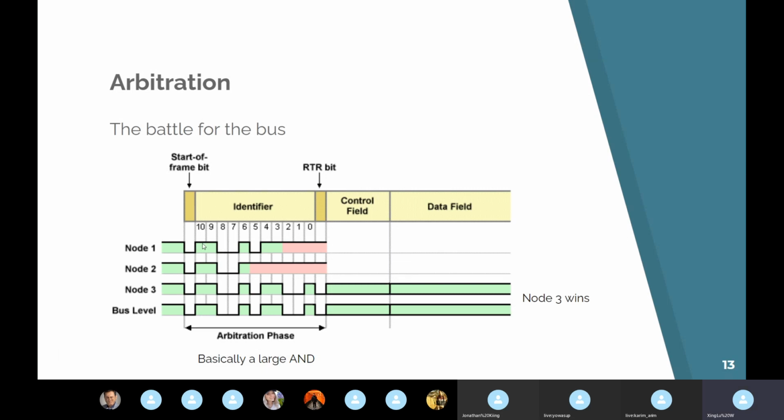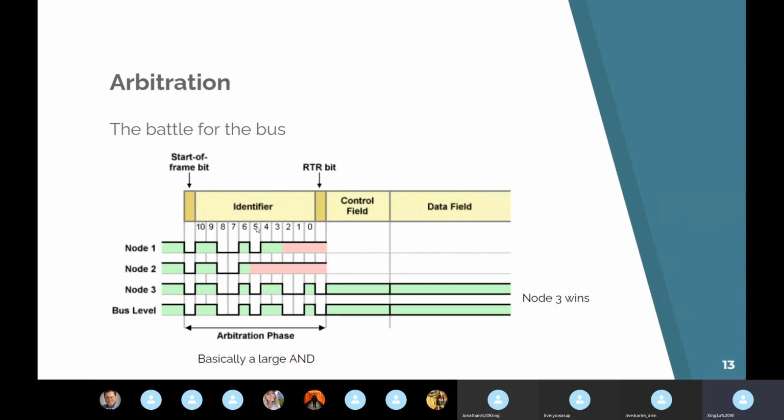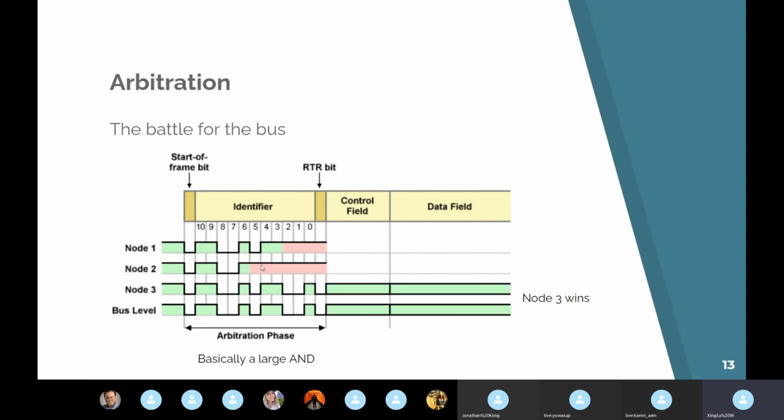So for example, here they're all the same. On bit number or label 5, node 1 has a 0, node 2 has a 1, and node 3 has a 0. Because node 2 had a 1, it's going to lose because node 1 and 3 have zeros. So if you look, the bus will reflect the 0. And the red line indicates that node 2 has already lost, basically.